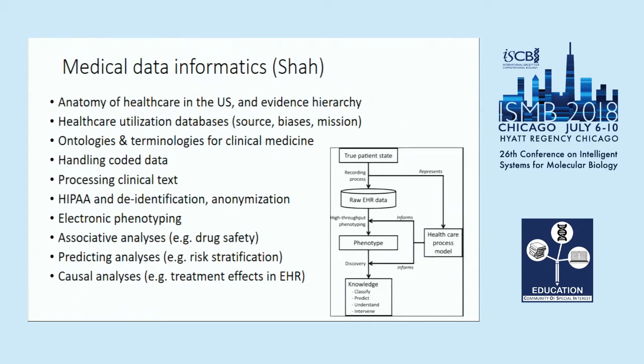And the hierarchy of evidence used in clinical medicine, and then healthcare databases, the different utilization databases where you can potentially do discovery, ontologies and terminologies, coded data, clinical text, HIPAA, electronic phenotyping, and then different types of analyses from purely statistical association to causal models. I must say that you can already see overlap in these areas. We don't think that's a bad thing. In fact, we think that that suggests to them that this is an integrated field, since the issues of patient privacy, the issues of ontologies occur throughout all of these elements.